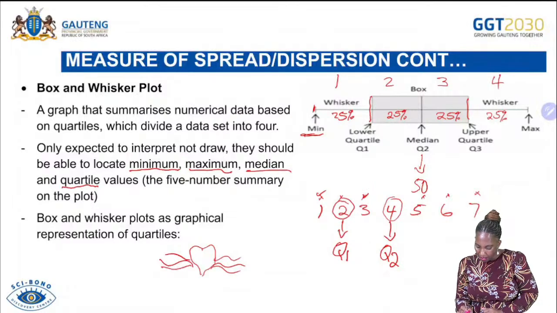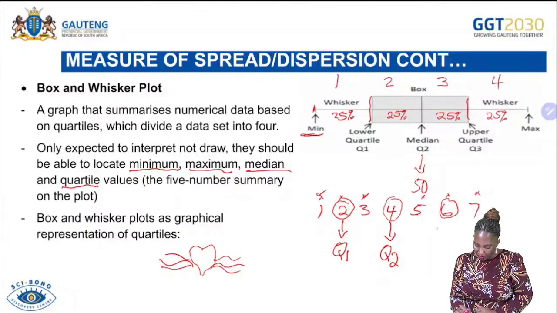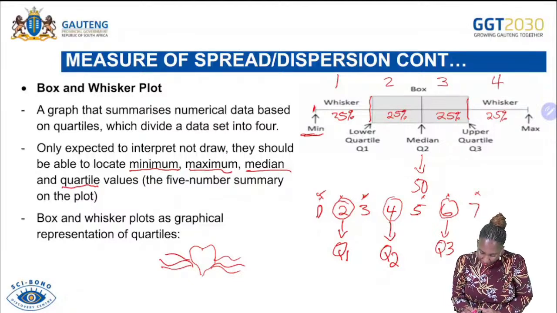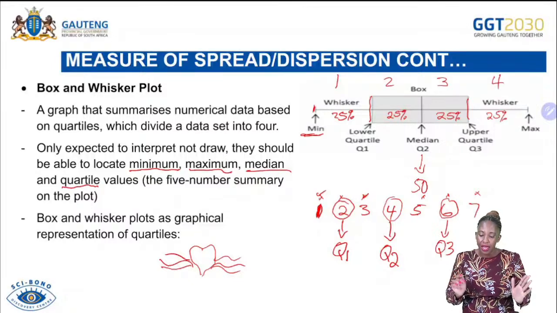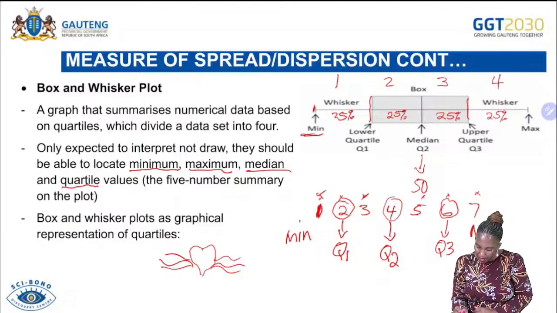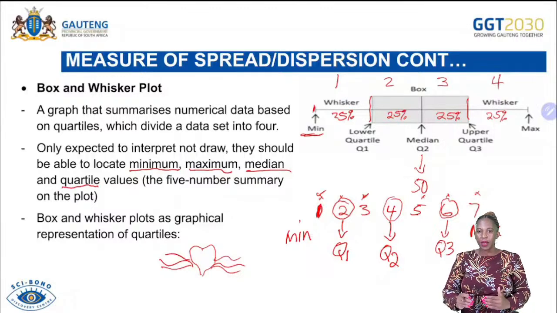And then I come this side, I have 5, 6, 7. As you can see, 6 is the middle number between 5 and 7, and this one becomes my Q3. Now looking at this one, because it's the one that starts my data values, it is my minimum. And then 7 becomes my maximum. Can you see how we can display the box and whisker on the given data set?